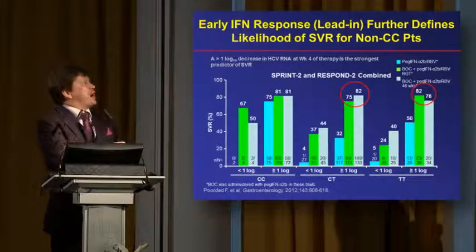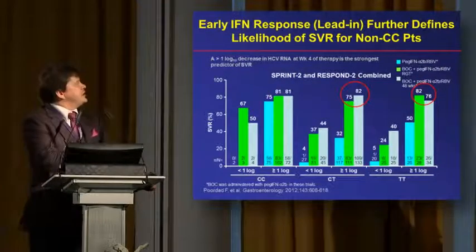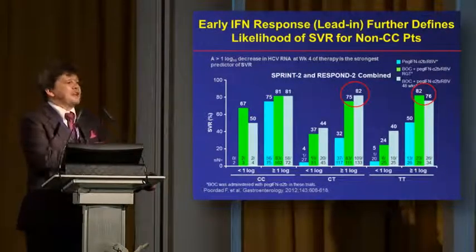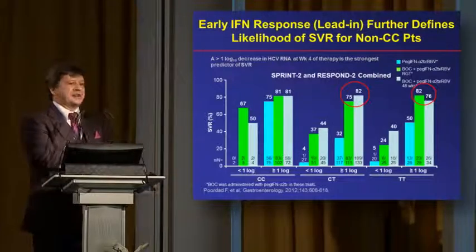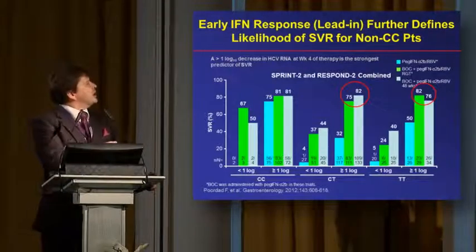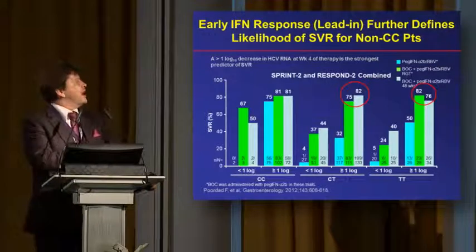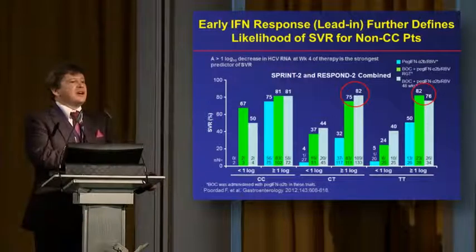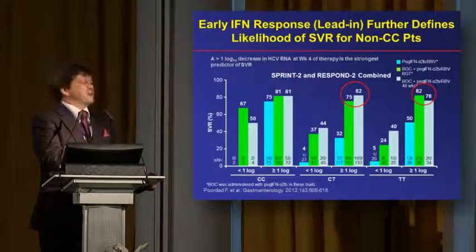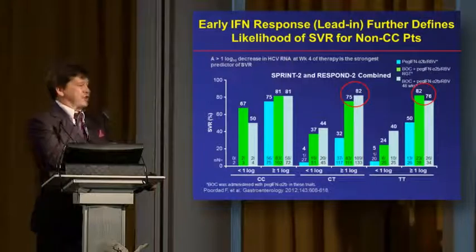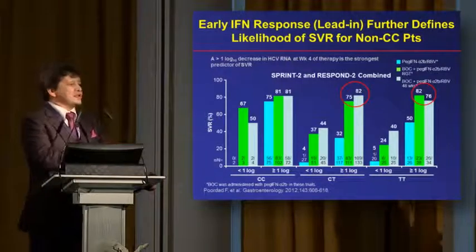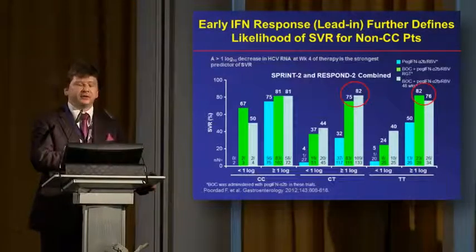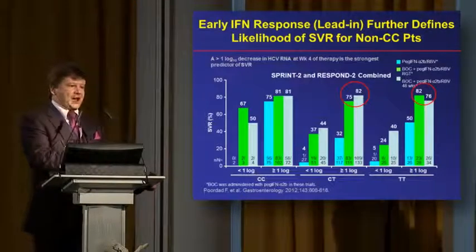The combined SPRINT-2 results demonstrated that early interferon response matters: patients who were responsive to interferon after the lead-in, with more than a 1 log decline in HCV RNA, had a further defined likelihood of SVR, even those with the unfavorable CT and TT genotype, than patients who responded poorly to interferon after the lead-in, with less than a 1 log decline of HCV RNA.